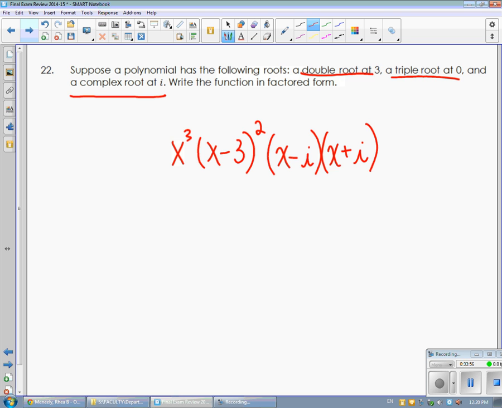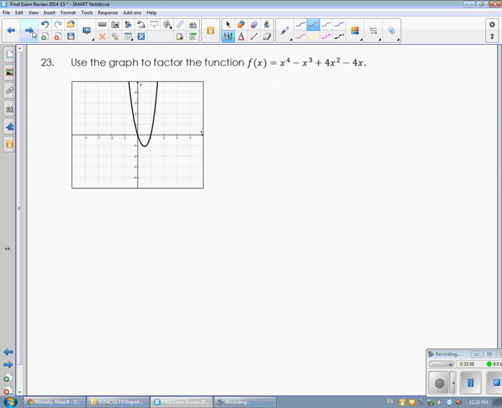Number 23. It says use the graph to factor the function x to the 4th minus x to the 3rd plus 4x squared minus 4x. Now this actually might be something that we can use grouping for. And I'm going to try, since I have 4 terms, I might not even need the graph. But if I do, I'm going to show you both ways. So if I don't need the graph, then I should be able to factor this using grouping since there's 4 terms. I'm going to go ahead and pull out x cubed.